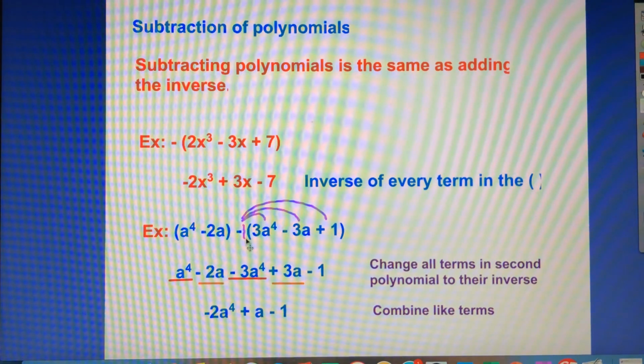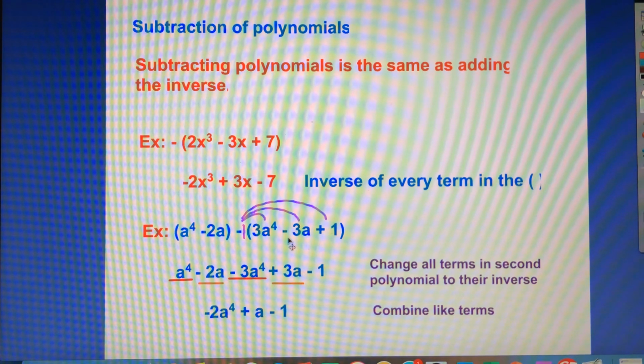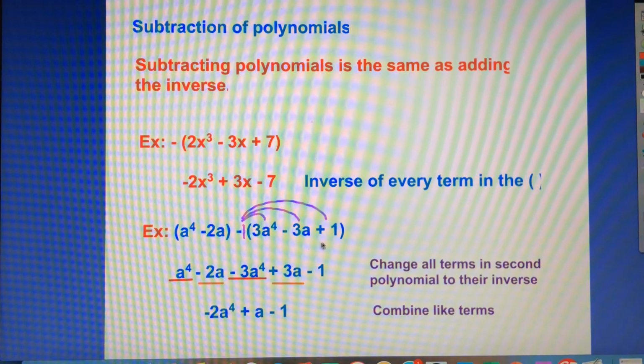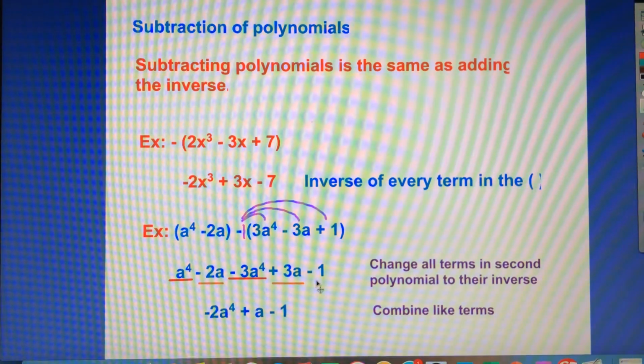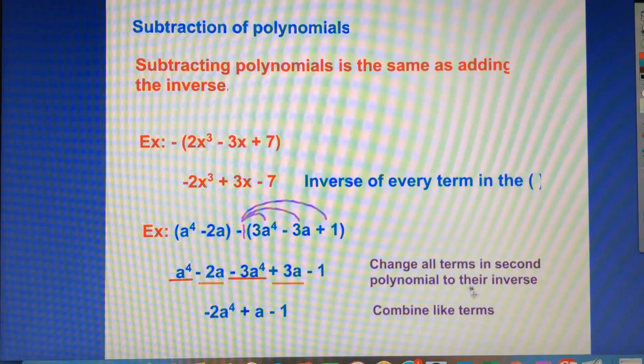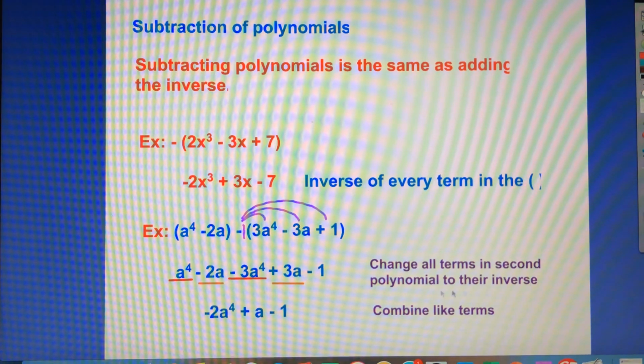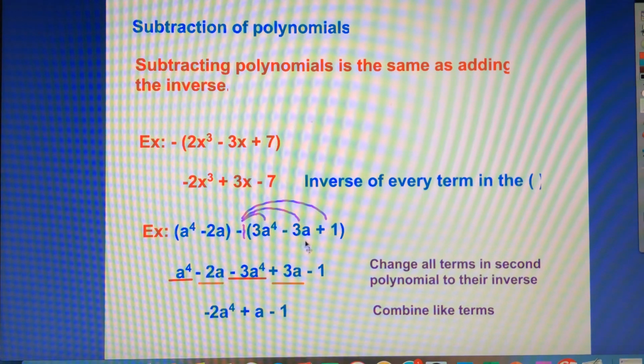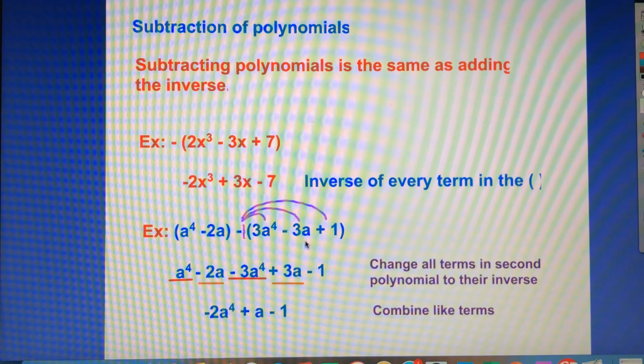I get negative 1 times 3a to the fourth, negative 3a to the fourth. Negative 1 times negative 3, two negatives make a positive 3a. Negative 1 times a positive 1 makes a negative 1. I have now changed all the terms in the second polynomial to their inverse. But I can see why I did it. By using the distributive property, I can understand why I changed them to their inverse.